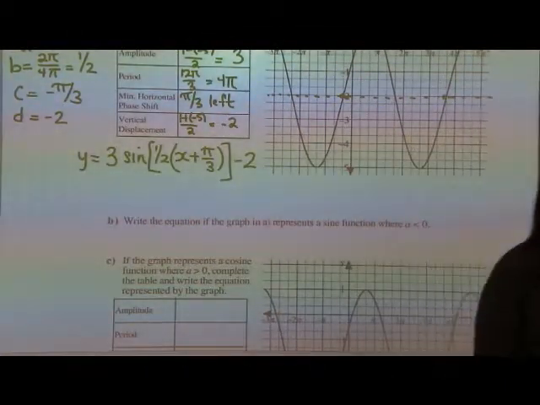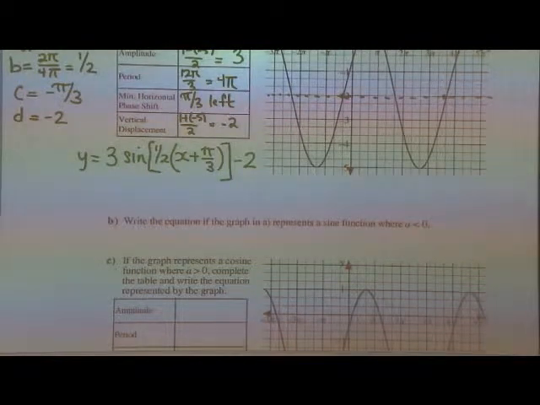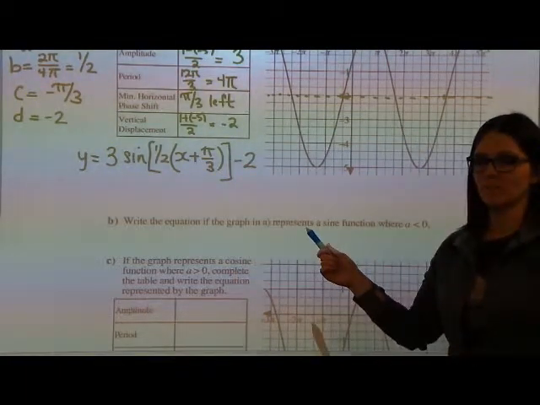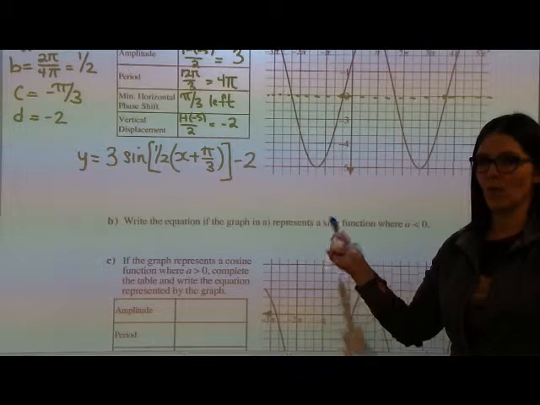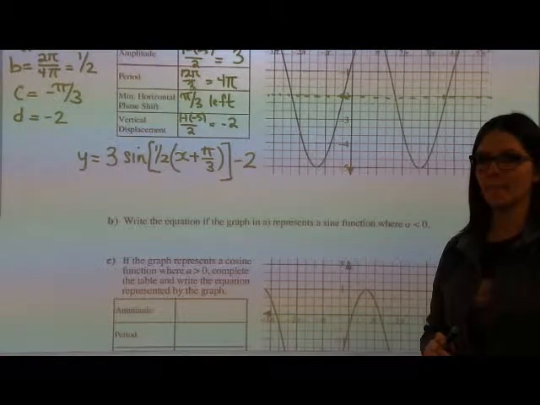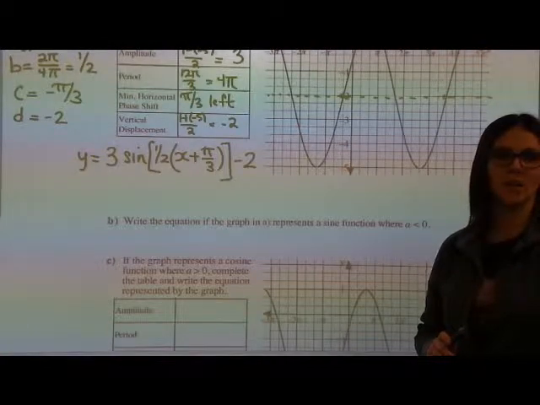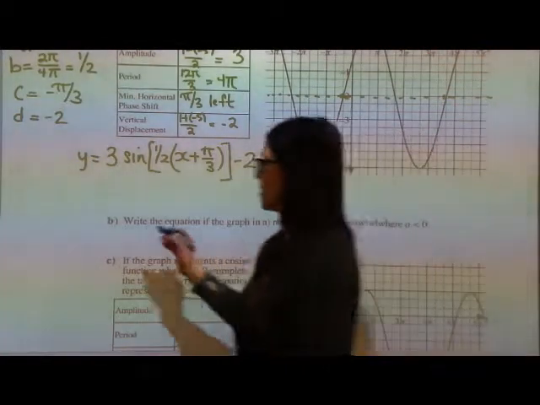So if I said instead of A being positive, now A is negative, what would change? Would the amplitude change? What would the amplitude become, Jessica? You're nodding your head. -3. It would become -3.